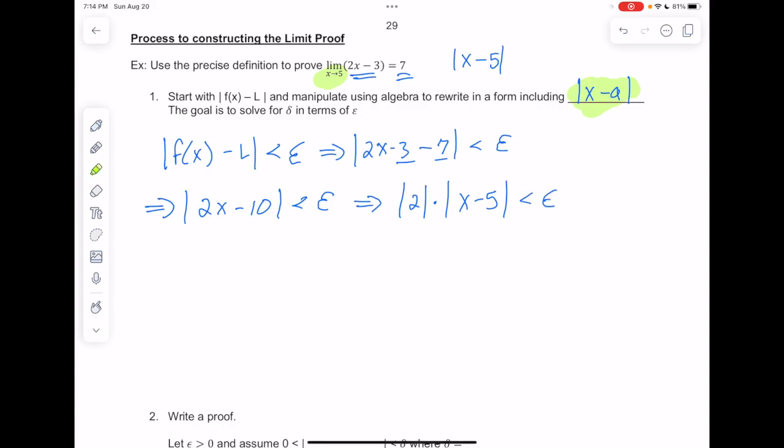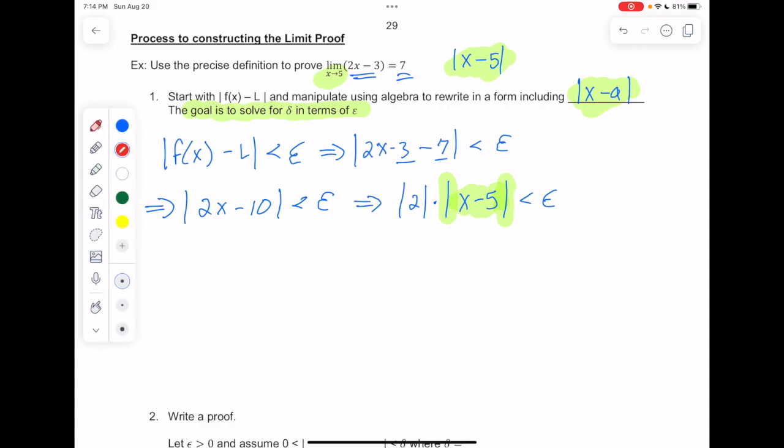And that right there matches that piece. So that's kind of what our goal was. So then next, solve that so that the x minus 5 is by itself in absolute value. So we're going to include that part in what we get by itself. And then you'll be able to make your choice of delta.